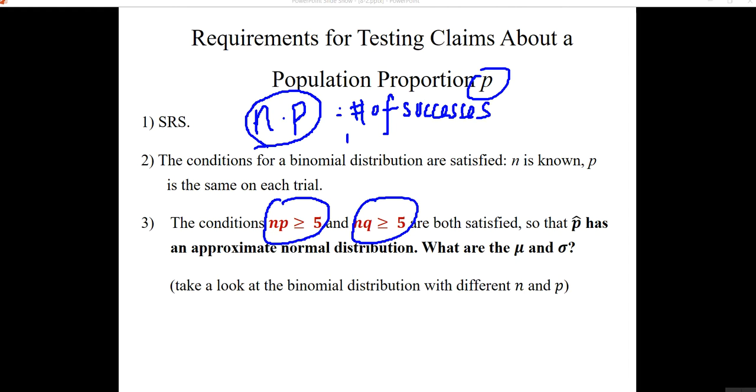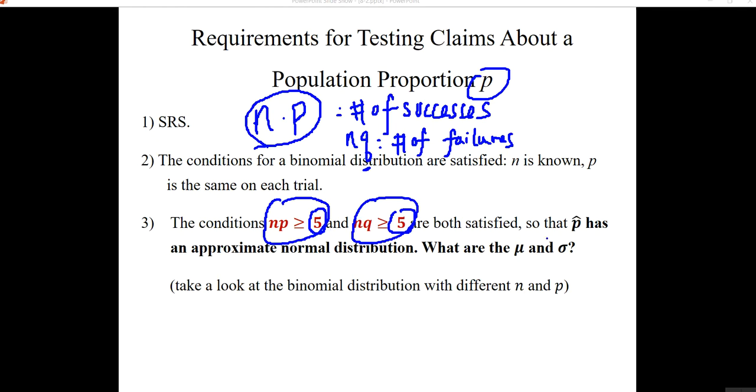Now, for n times q, because q is 1 minus p, q will be the chance of getting failure. So this will be the number of failures. So that's what that means. In other words, both successes and failures, using the hypothesized proportion, should be greater than or equal to 5.